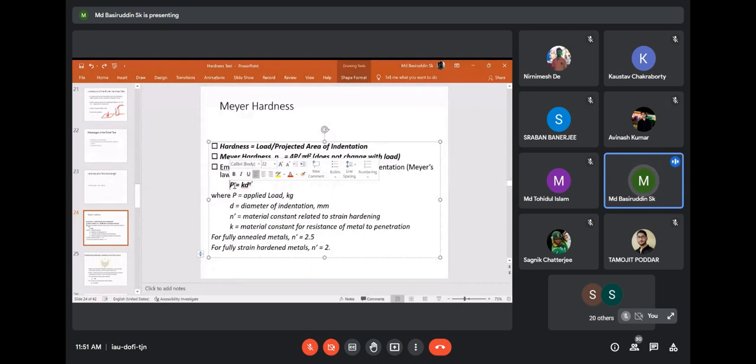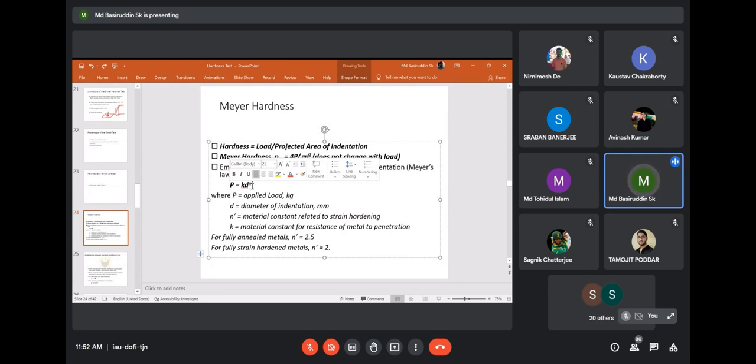But if you want to do this on your own, then you have to do an n number of tests and make a table, where in one column you put the P values and in another column you put the small d values. Then you make a scatter plot of P versus small d, and if you take the ln values, ln P versus ln d, you will get a straight line, and whatever slope you get is nothing but the Meyer value.